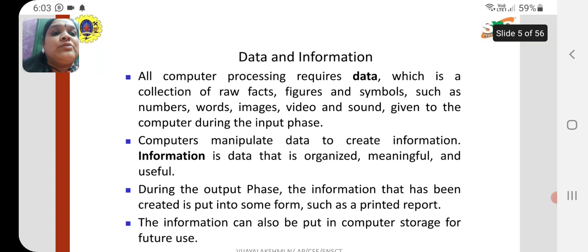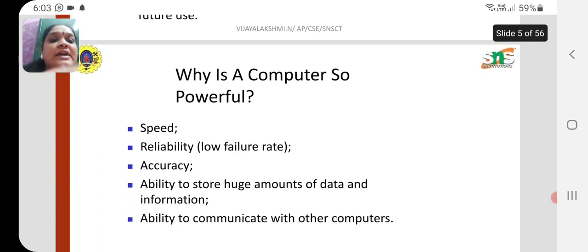The next thing is, what is the difference between data and information? Data can be any raw facts or figures and symbols, which can be numbers or words or images, video, sound, etc. Information is organized, meaningful, and useful. During the output phase, the information that has been created is put into some form, such as a printed report. So this is the general difference between data and information.